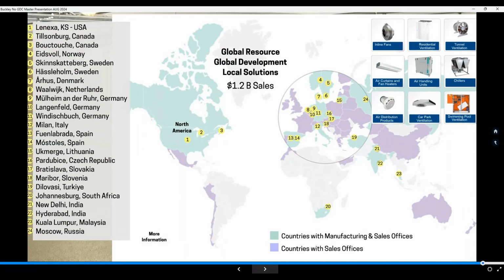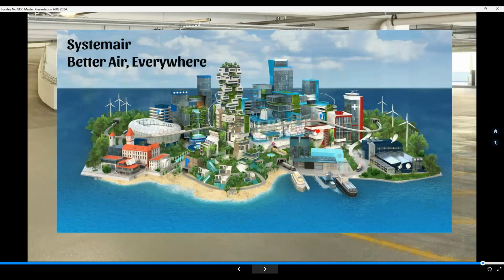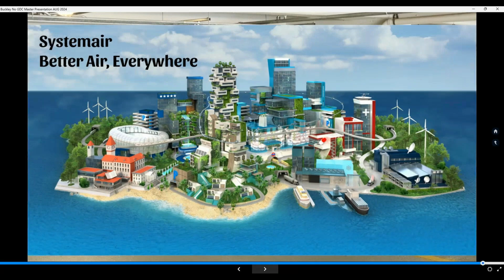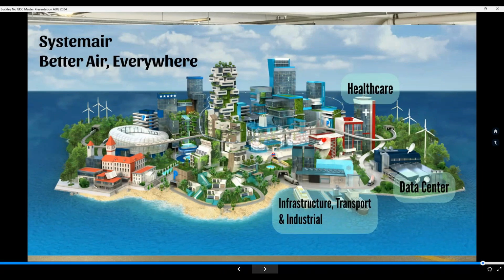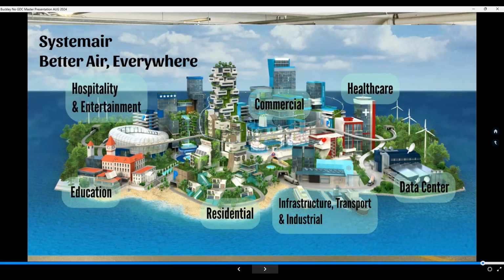When we look at what we are as a company, we provide what we like to say is better air. And we provide better air everywhere by engineering, by design, by manufacturing. So we can provide better air for a data center, for healthcare facilities, for infrastructure, transport, and industrial, for commercial applications, in residential applications, in education, and in hospitality and entertainment. So we help you design better air everywhere. But we bring that local.